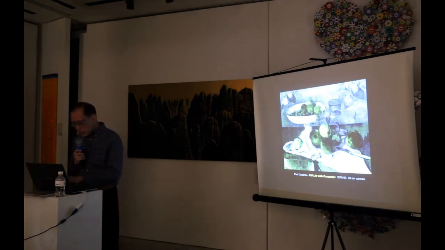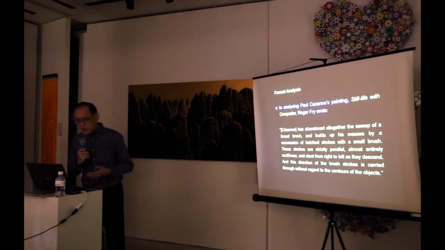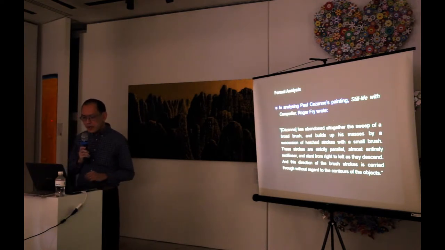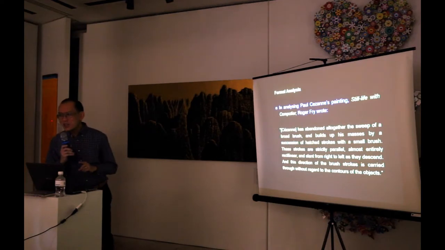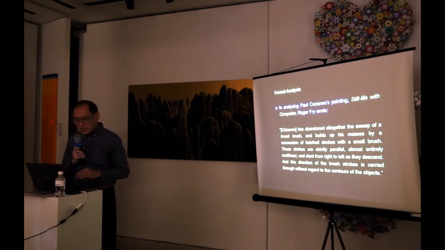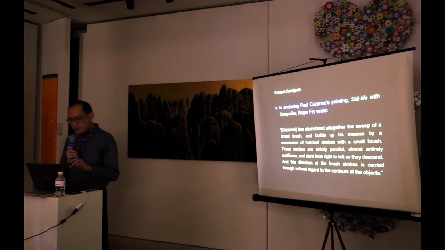So I'm just going to show you one example. Roger Fry was an art critic, and I think he has written a book about Cézanne's work. And here is just one or two sentences of how he described Cézanne's painting, that painting that you saw, where he talks about the brush stroke, the direction of the brush. He says Cézanne has abandoned altogether the sweep of a broad brush, builds up his masses by a succession of hatch strokes. Hatch strokes are those parallel strokes with a small brush. Then this direction of the brush stroke is carried through without regard to the contours.